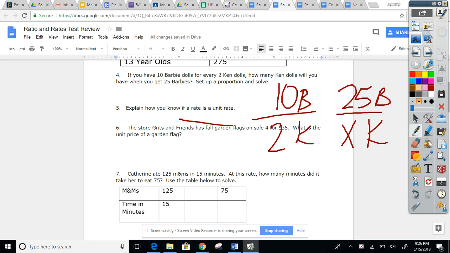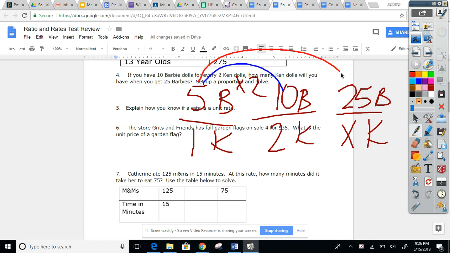So I could say 10 divided by 2 is 5. And 2 divided by 2 is 1. So if I have 5 Barbies, I have 1 Ken doll. So 5 times 2 would give me that 10. Now if I go 5 times what is 25? So 5 times 5 is 25. So 1 times 5 would be 5.